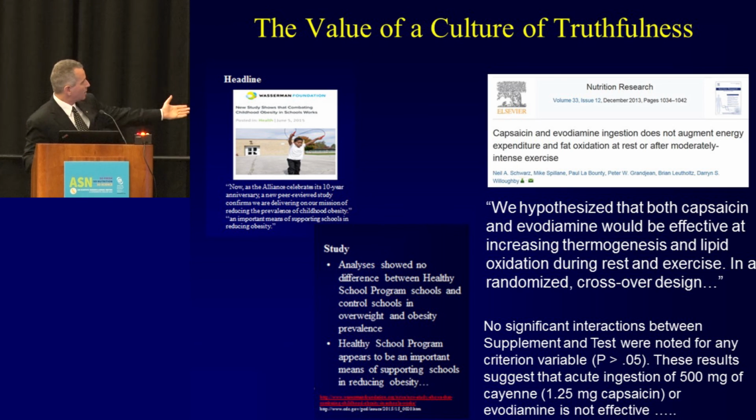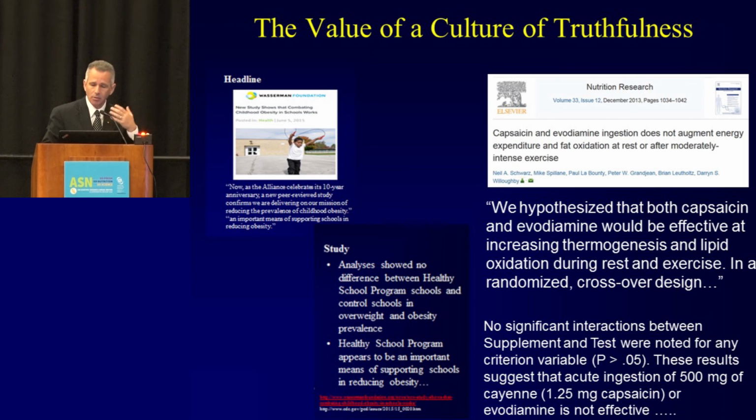And then when you go back to the actual study, you get statements like, analyses showed no difference between healthy school program schools and control schools in overweight or obesity. How in heaven's name do you get from that finding to a positive press release saying we're delivering on the promise to reduce childhood obesity? I don't think that speaks to a culture of truthfulness, and I think that's what we need along with our culture of health. I wanted to show a positive example from this investigator.